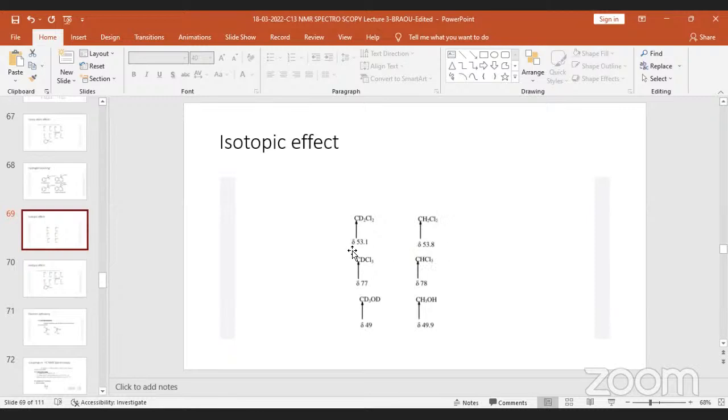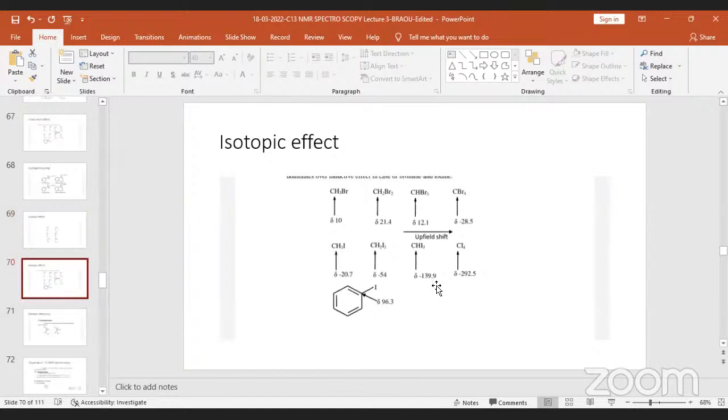See, 53.8 and 52.1, 2 hydrogens are replaced by 2 deuterium atoms. So, being heavy, that isotopic effect will shift upfield. 78, 77, just 1 ppm. CD3 14 and here 0.9. That's all. Okay. So heavy isotopes will shift upfield, will have upfield shifts. This is not the isotopic effect, this is the heavy atom effect.